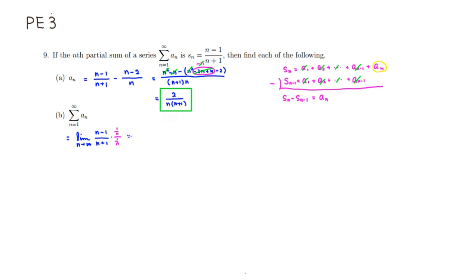So this is going to be a limit as n approaches infinity. n divided by n is 1. Negative 1 divided by n is negative 1 over n. n divided by n is 1. 1 over n is 1 over n. We know that as n approaches infinity, 1 over n approaches 0, and the same thing down here. So what's left is 1 over 1, which is 1.